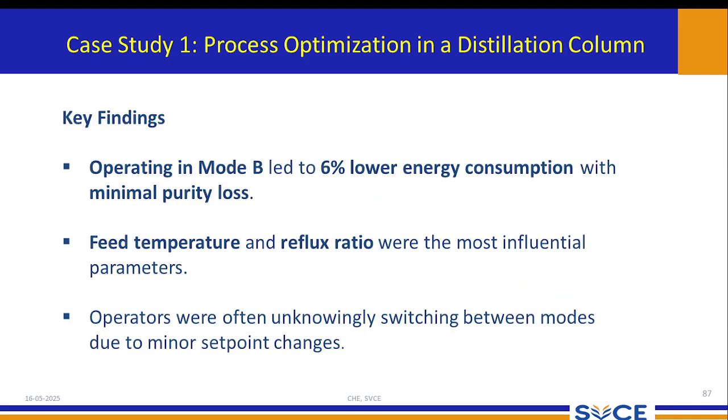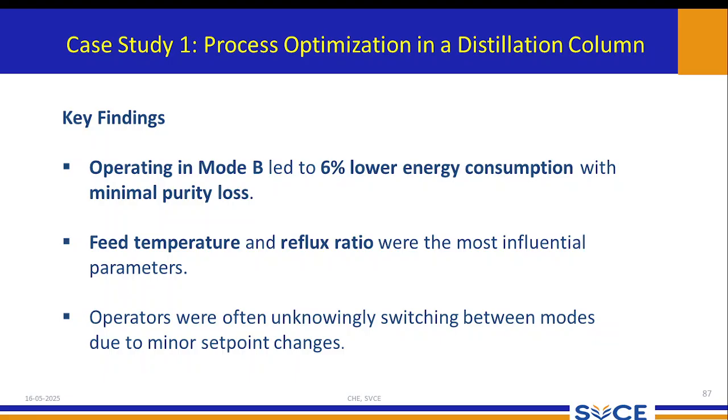When you see here, operating in mode B leads to 6% lower energy consumption with minimal purity loss. As the energy consumption is low, obviously the cost will be less. So we need to operate in mode B with minimal purity loss. Okay, so feed temperature and reflux ratio were the most influential parameters. So these are the very important parameters that need to be considered.